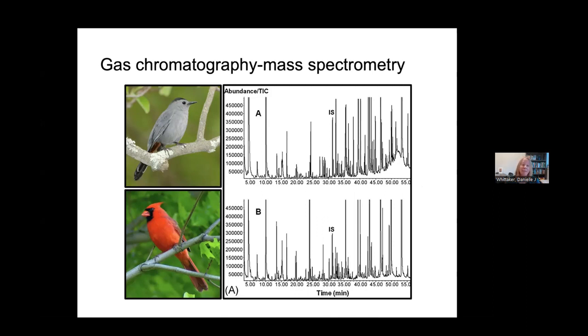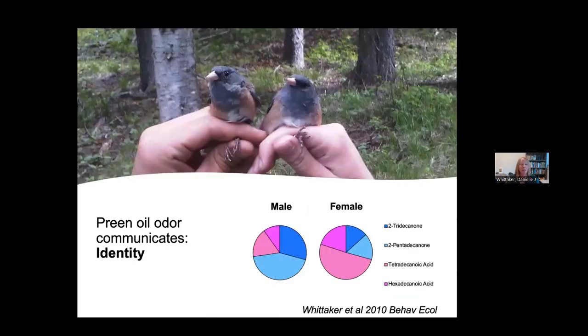If you look within a species, though, there's even more variation. So here are some juncos. I've found that their preen oil odor communicates information about their identity. So each individual junco has their own blend of the compounds. They all have the same compounds, but they vary in the relative proportions of those. So you can think about perfumes. You know, there's only so many odors that we put into perfume. They're usually floral or citrus or musk, but each type of perfume will have different amounts of those compounds.